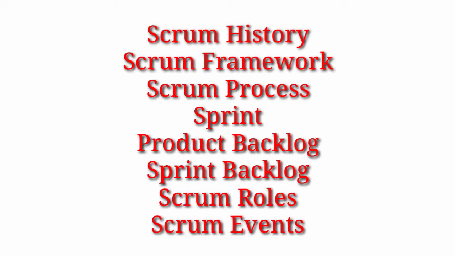Friends, today we have seen Scrum history, framework, process, sprint and Scrum definition, product backlog, sprint backlog, Scrum roles and Scrum events. So these are the basic things coming under Scrum. More details we'll see in upcoming sessions.